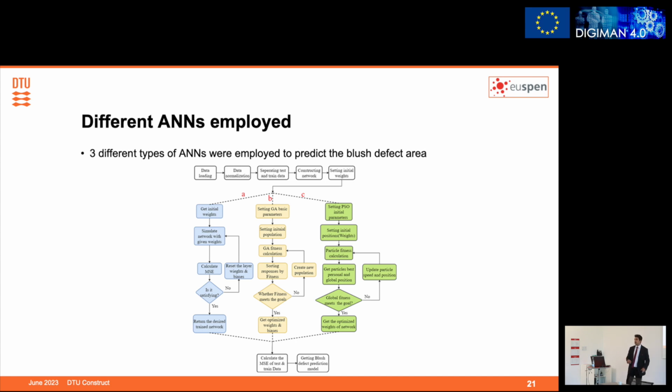The next one was ANN plus genetic algorithm, which replaces the gradient descent method with a genetic algorithm. The block of the artificial neural network is the same. The only thing which changes is replacing gradient descent with genetic algorithm. And the same for particle swarm optimization. So in the third one, we replaced gradient descent with particle swarm optimization. In this way, we can have different predictions based on different artificial neural networks to see which one works better, which one can provide us a better predictive algorithm.